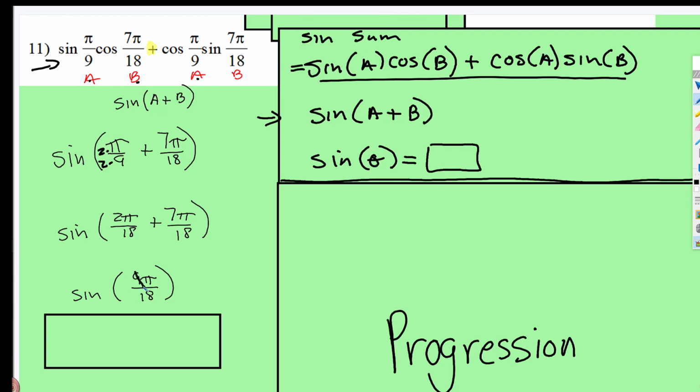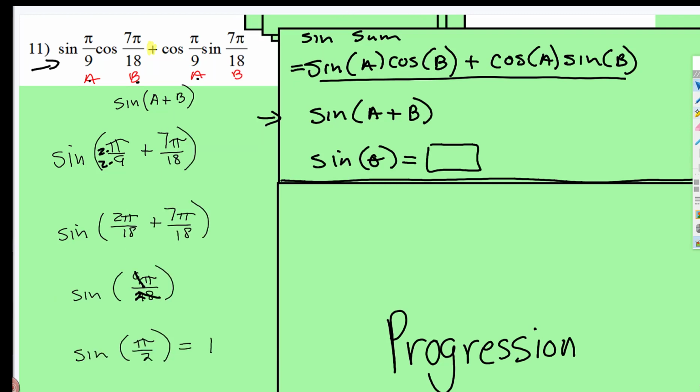9 goes into 9 once. 9 goes into 18 twice. So now you have sine of pi halves. And when you look at the unit circle at pi halves, what is the y value or the sine value? It is 1. So that's what you're doing there. You're just working the reverse process. Okay.